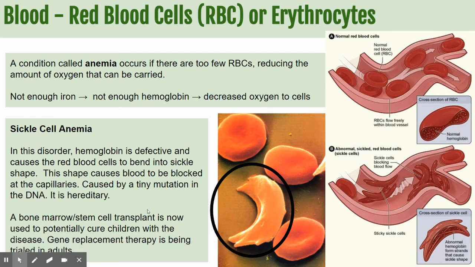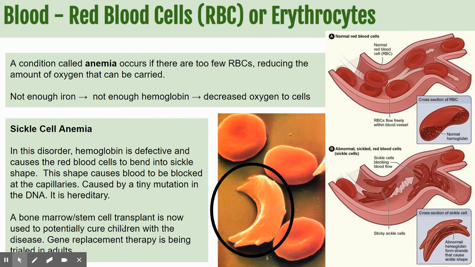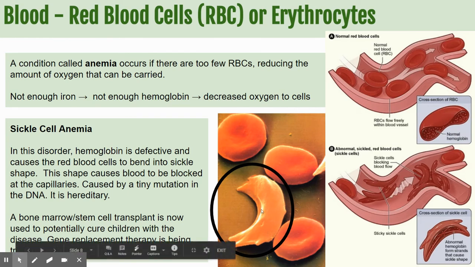I just recently have been reading some articles about this. Bone marrow and stem cell transplants are used to help cure sickle cell anemia in children under 16. And recently they've been doing some gene replacement therapy. So they're going right into that genetic code and replacing the defective code that causes this sickle cell shape with a code that doesn't. We'll learn more about that when we get into the genetics unit.